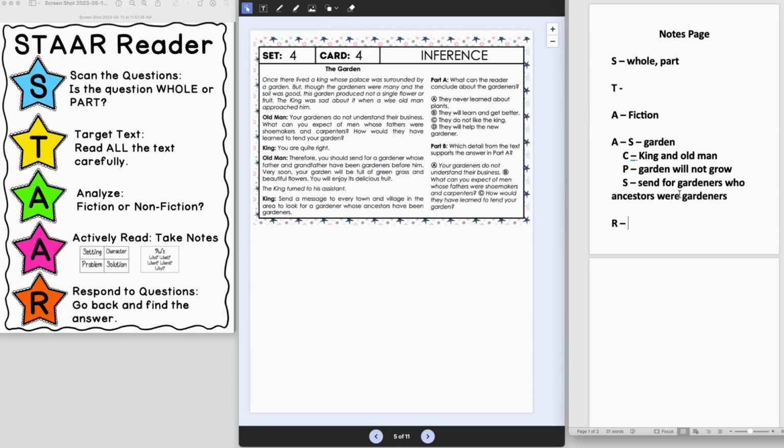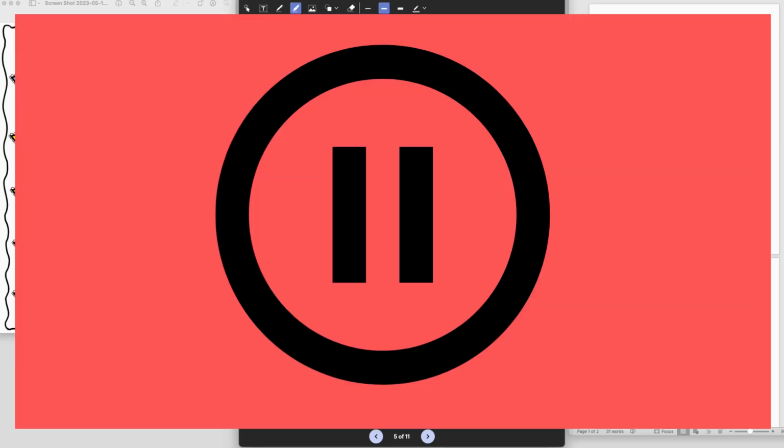Now, the notes here are to help us think a little bit more deeply about the passage before we dive into the questions. And online, you will be able to highlight. This is a nice feature to specifically focus on text evidence. Go ahead and pause the video so you can answer questions part A and part B on your own. Play the video to see how you did.